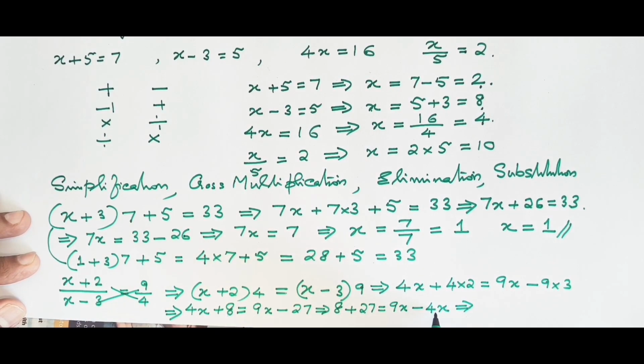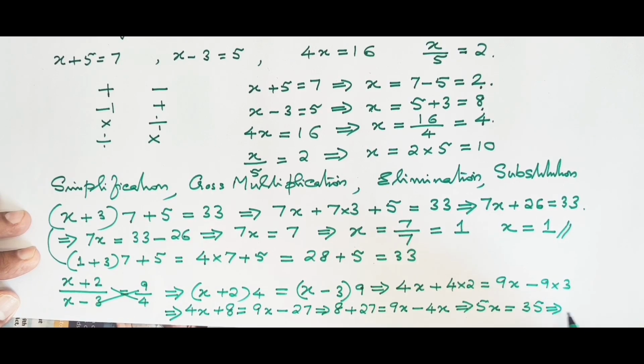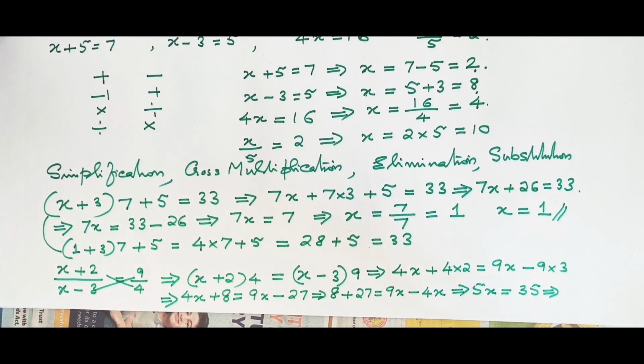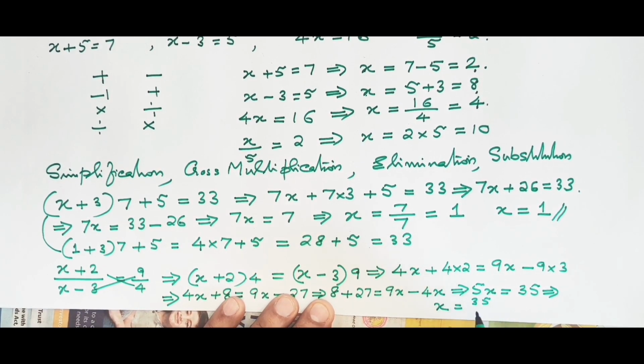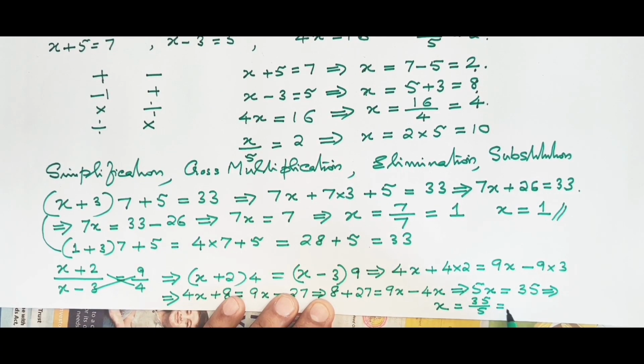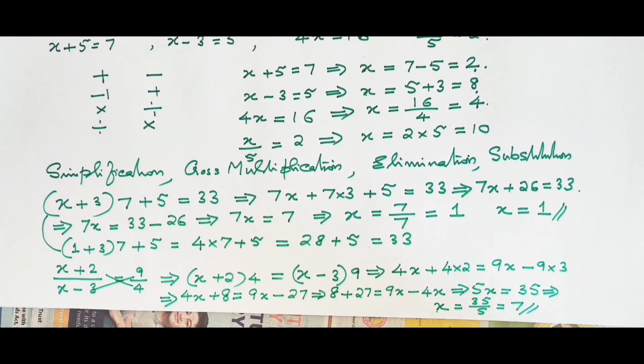What is 9x minus 4x? 5x. Let me write that first. Then 8 plus 27, 35. Now in the next step, what do we do? Keeping x here, take 5 to the right side. 5 multiplication, so it becomes division. 35 divided by 5, which is 7. So x equals 7 is the solution to this equation. Verification part I am leaving to you. You substitute x equal to 7, simplify the left side, you will be getting 9 by 4.